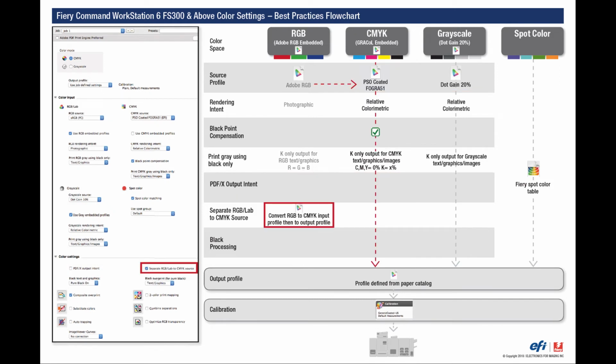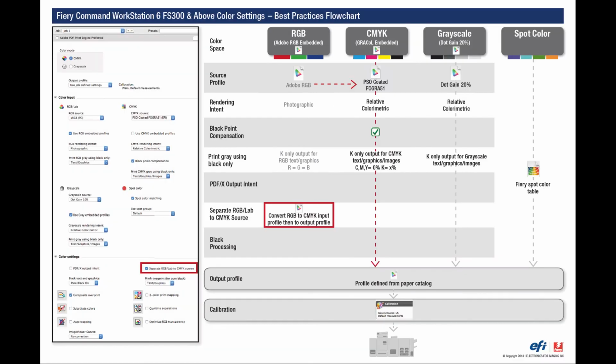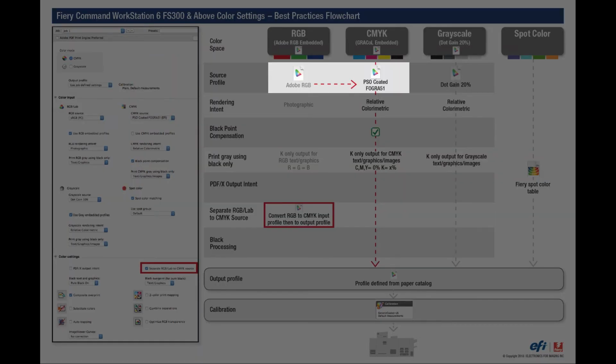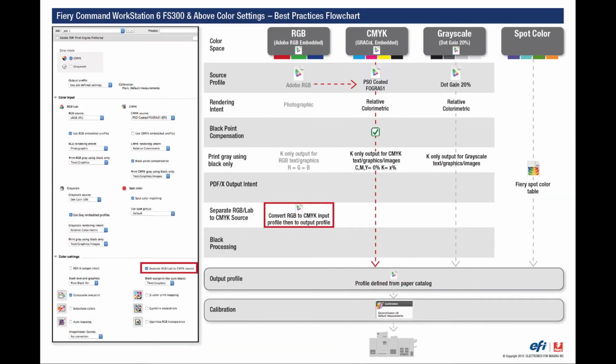The next control, separate RGB Lab to source, is mainly for proofing. It converts the RGB not directly to the output profile through its source profile like Adobe RGB, but instead converts the source RGB to the source CMYK that we've set up, such as Grackle. And then we go to the output. Okay? This control is also required for PDFX4 compliance, since we want, as I showed you on the last slide, the RGB to also flow through that profile from the PDFX4 output intent.